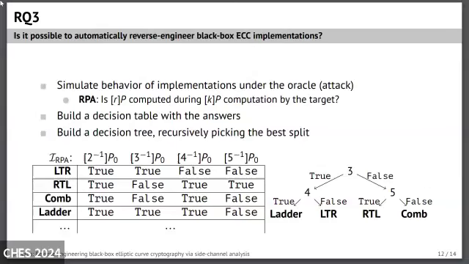And as you can see from the table, the behavior of these different scalar multipliers differs under this method, right? So, for example, the left-to-right multiplier computes 2 times P, computes 3 times P for this given scalar, but it doesn't compute 4 or 5 times P. Whereas the right-to-left computes 2 times P, but doesn't compute 3 or 5 times P, right? This is very simple. You can use this.